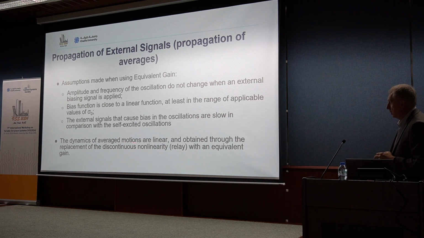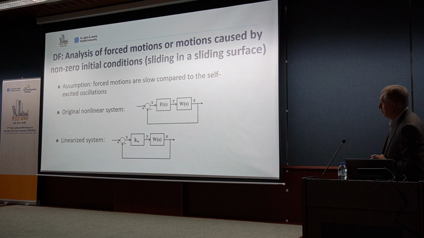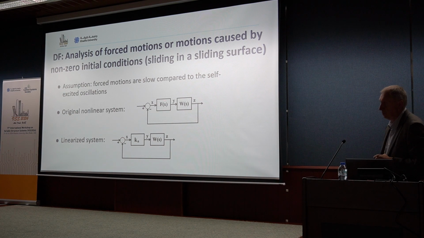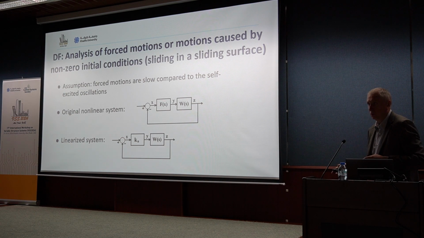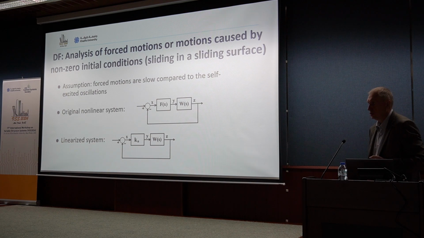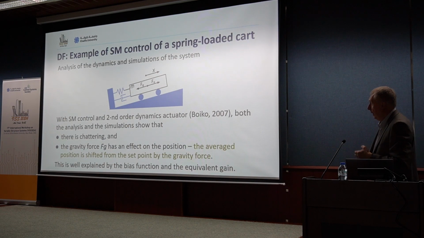In this case, the dynamics of average motions are linear and can be obtained through the replacement of the discontinuous relay nonlinearity with the equivalent gain, which is shown here. So we simply replace this original system with this system, where we replace the nonlinearity with the equivalent gain of this nonlinearity. So this is the dynamics of the average motions. This is what we use for the analysis of self-excited oscillations.